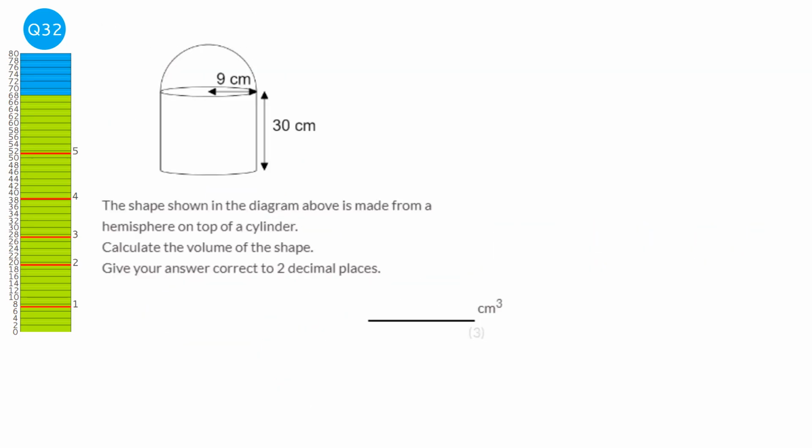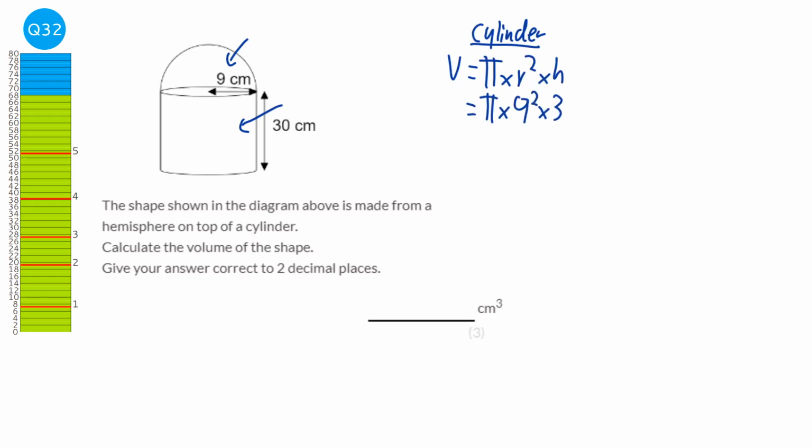There are 2 shapes we need to find the volume of. There's this cylinder here and this hemisphere here. So we might as well start with this cylinder. And the formula for the volume is pi times r squared times height. So the radius is 9, so 9 squared times the height, which is 30. And when we work that out, we get 7,634.070, and so on. Next is the hemisphere.